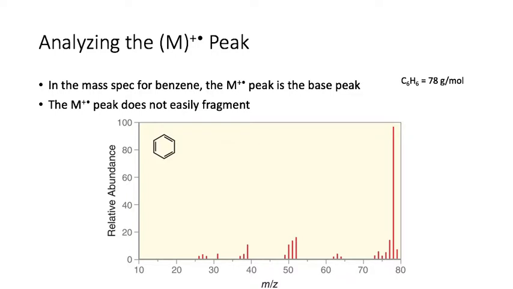So if it is my radical cation, for example with benzene, the base peak is the radical cation peak. This is because benzene does not fragment easily. So you would have your M+ radical peak, or your radical ion peak here. This would be both my base peak, because it's at 100% abundance, and also my radical cation, which is my M+ radical.